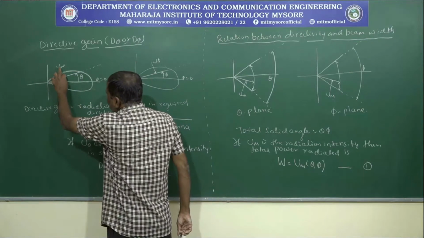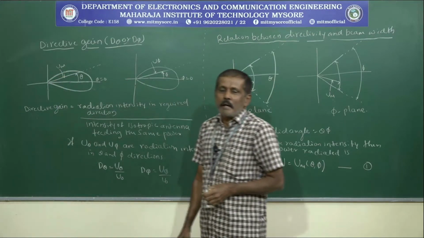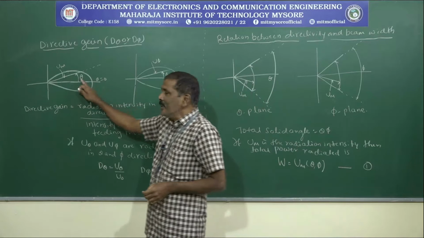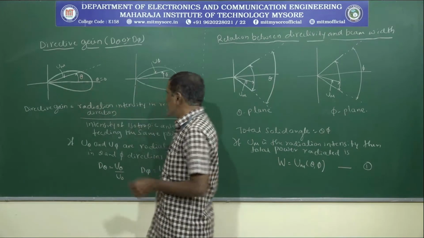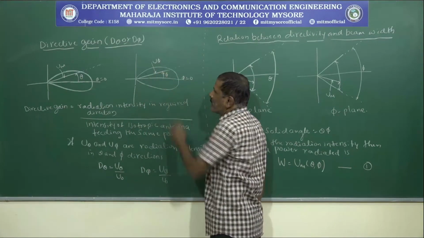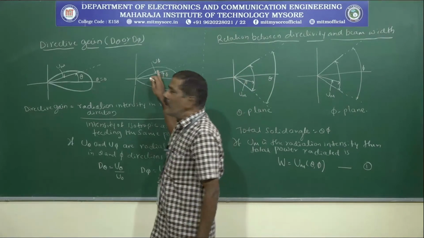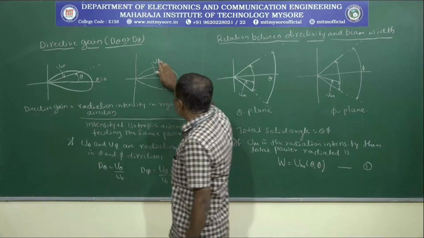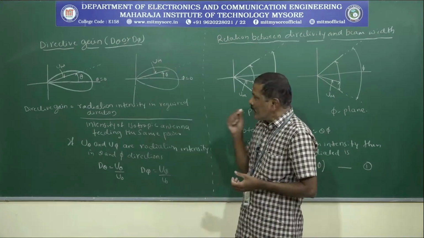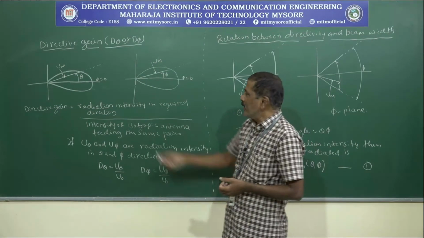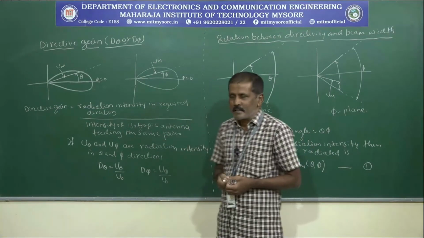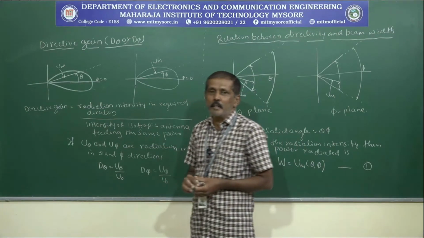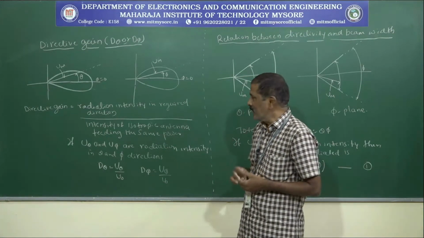And here, whatever the Um is specified, it is the maximum radiation intensity in the theta plane, that is the vertical direction, and this is the maximum radiation intensity in the phi plane or in the horizontal plane. Directive gain can be defined as the radiation intensity in the required direction divided by the intensity of the isotropic antenna feeding the same power.